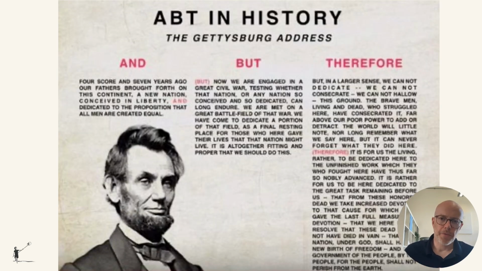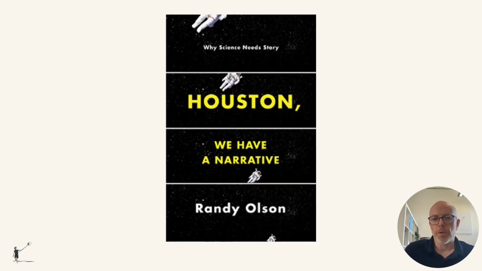He studied many different famous and successful speeches that changed how people viewed each other and the world, and he identified that and but therefore structure showed up in many of them. For example, he studied the speeches of presidential elections, and those that were successful often used a high percentage of and but therefore. If you're interested, he wrote a book in which he explains ABT in more detail, Why Science Needs a Story. I'd recommend it if you're more interested in this approach.